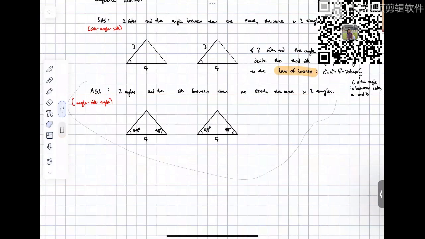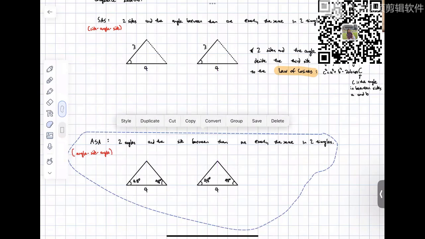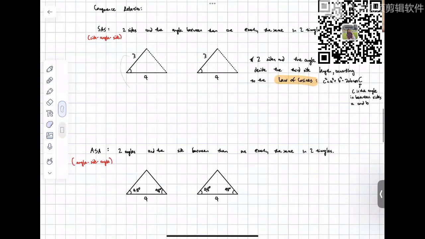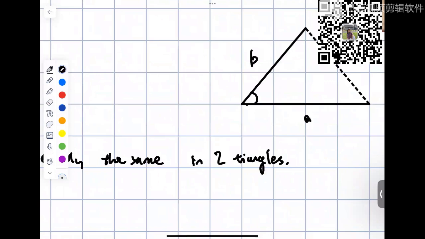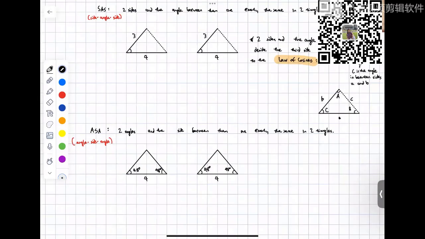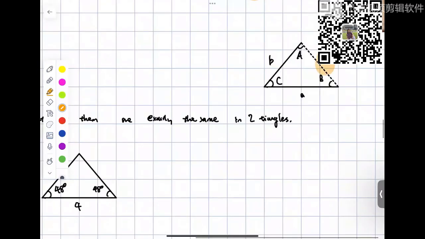I'm actually gonna explain this in terms of the diagram. But basically, the side length lowercase c is the side length that's opposite the angle uppercase C. The side length lowercase a is the side length that's opposite the angle uppercase A, and the side length lowercase b is the side length that's opposite uppercase B.